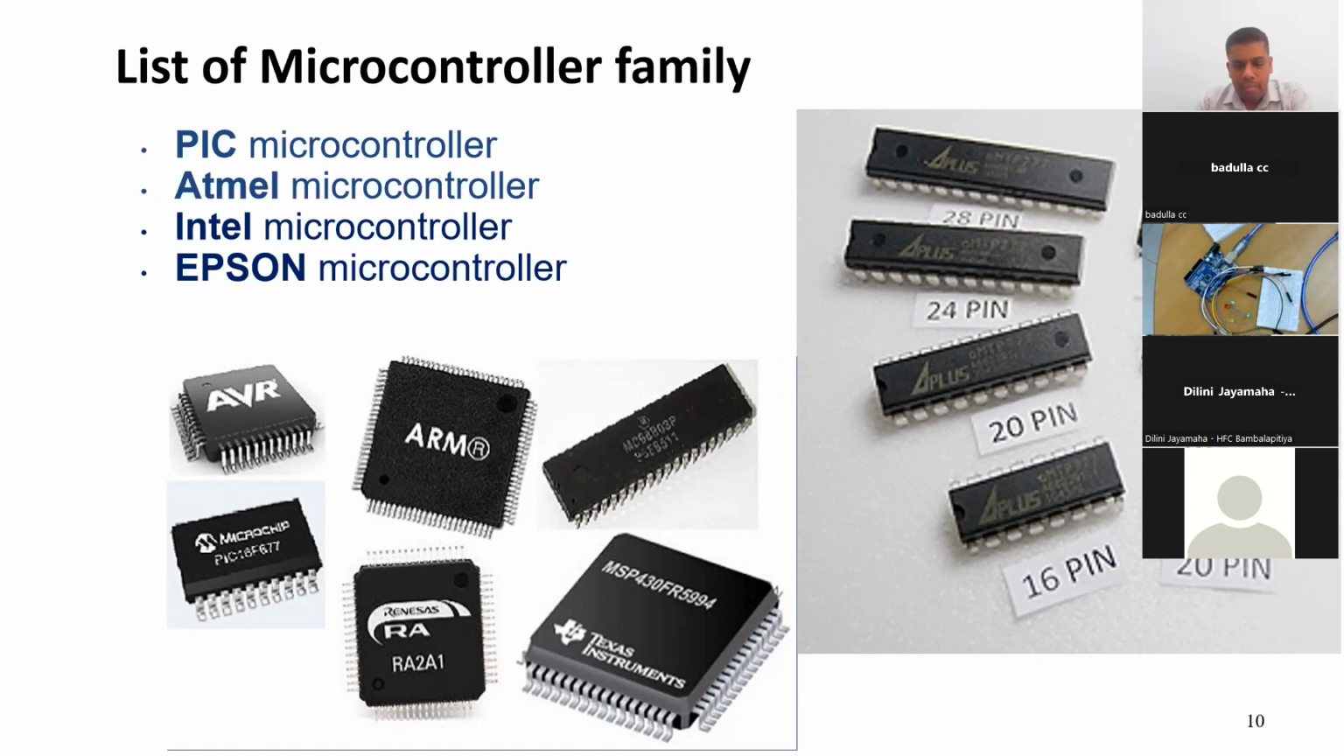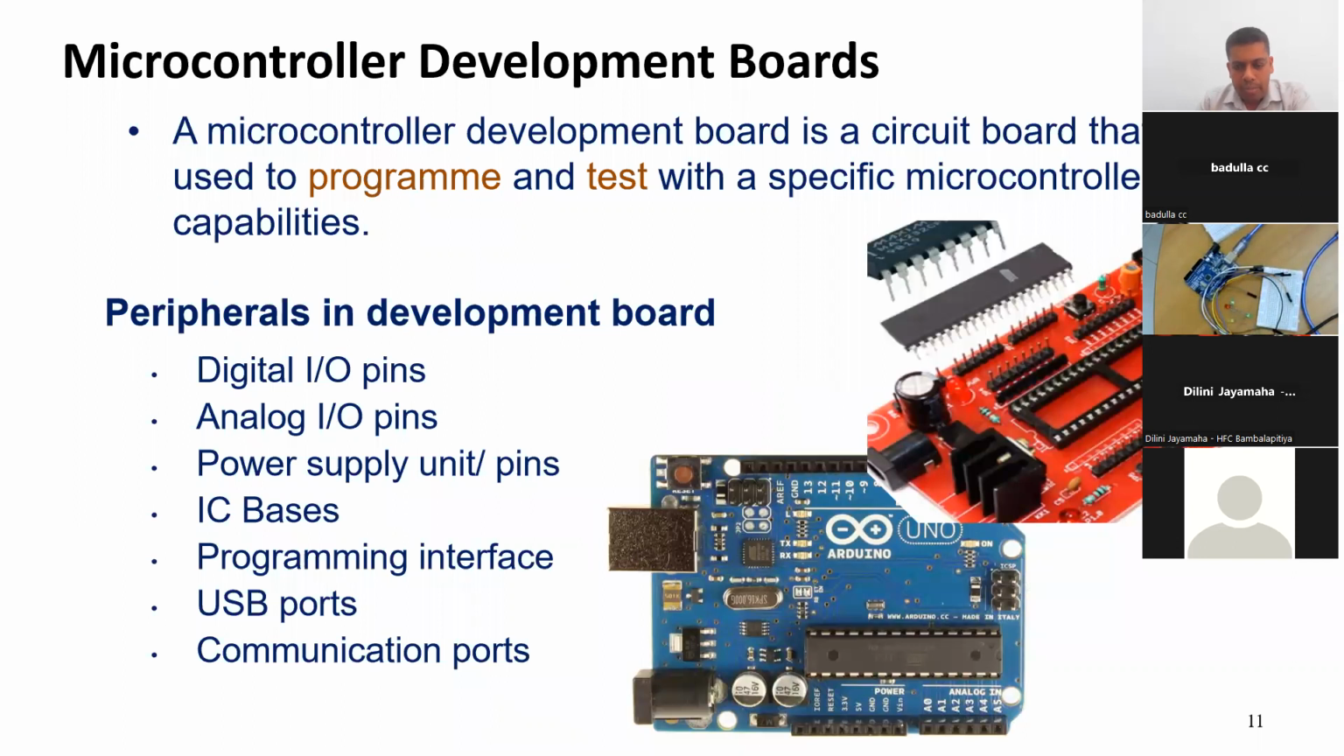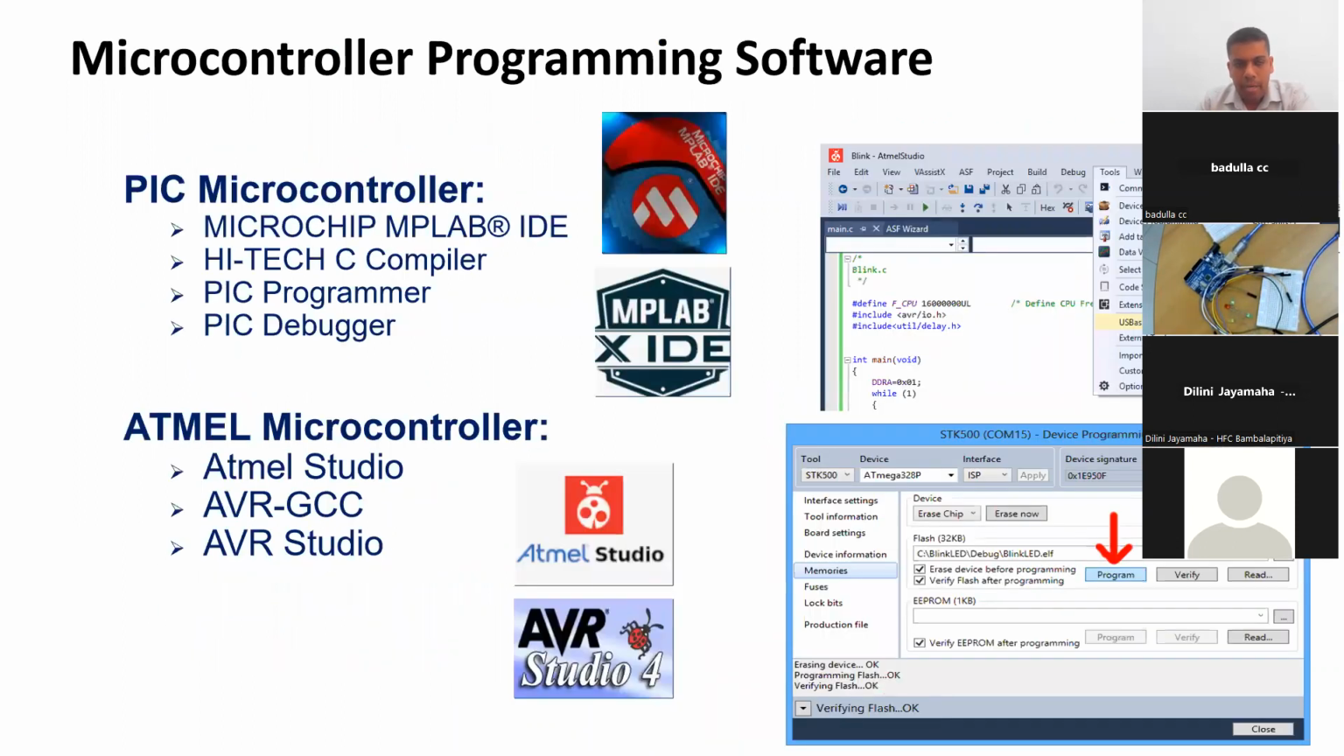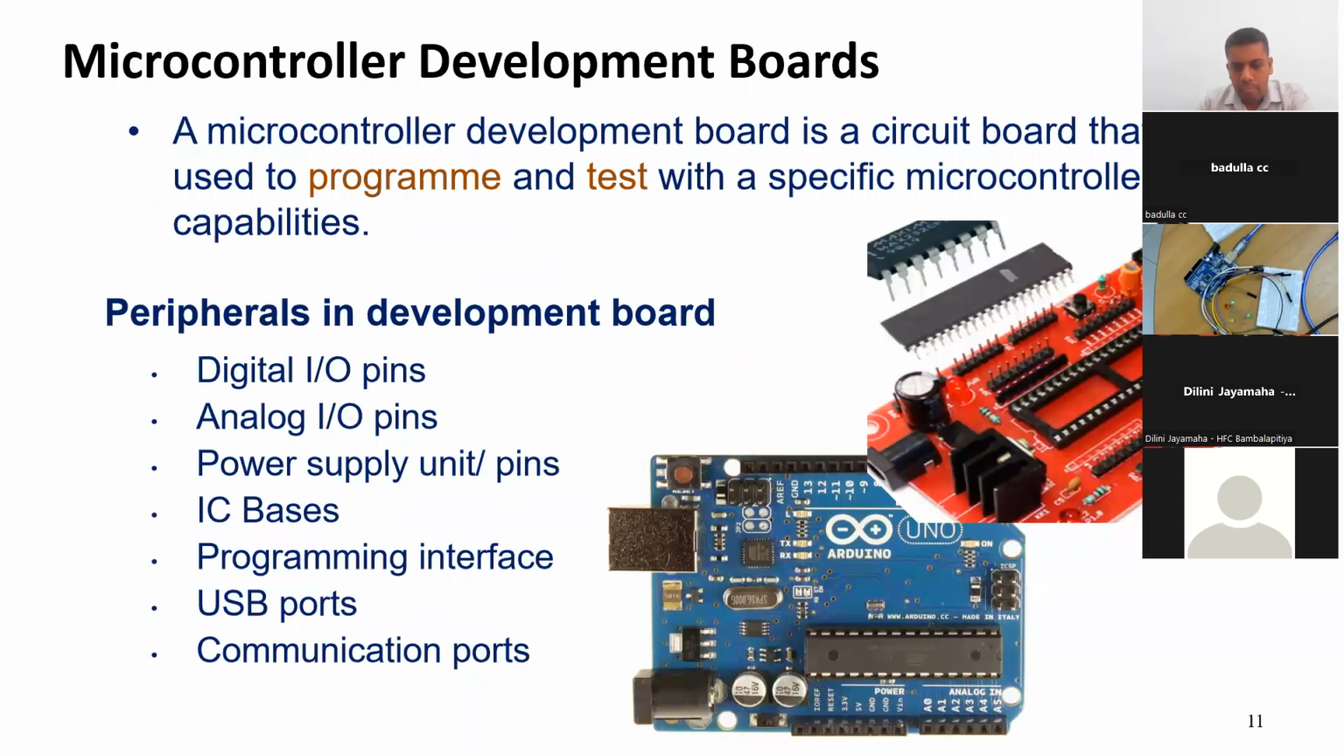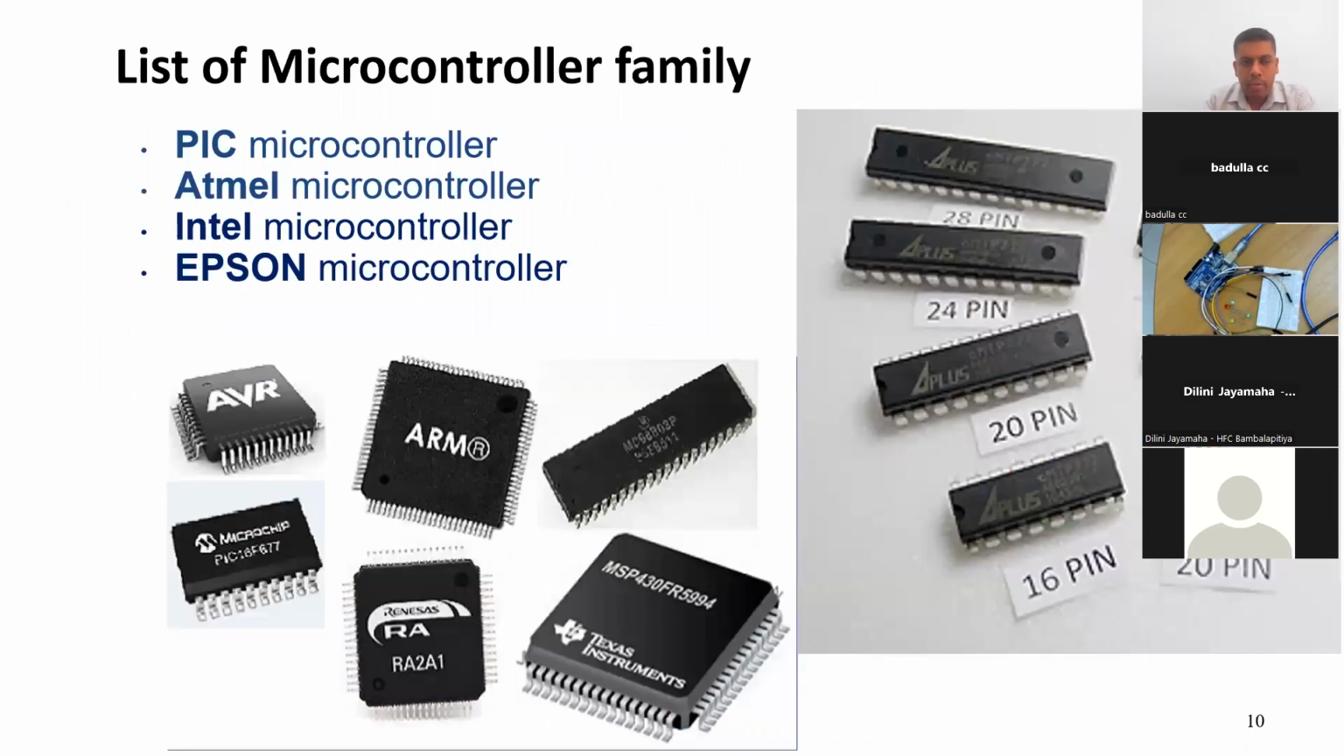What is the main difference between them? If we take Atmel or Arduino, it's open source. We can freely download the software, and you can also buy the Arduino board. We have to pay for the hardware kit, but you can download the software freely. But if you are using a PIC microcontroller or an Epson microcontroller, you have to buy their microcontroller and also their software. The software environment has to be paid for separately. That's the difference.